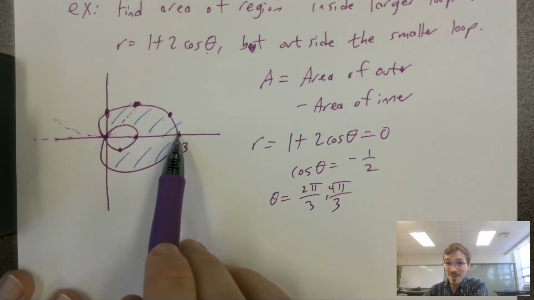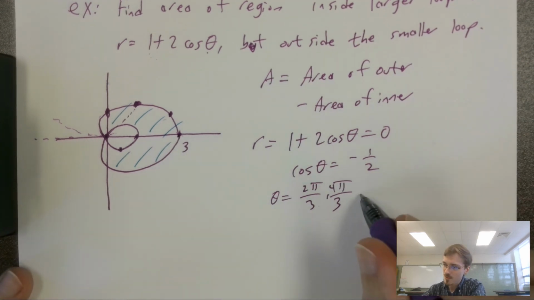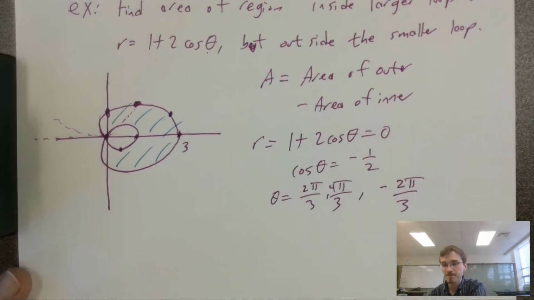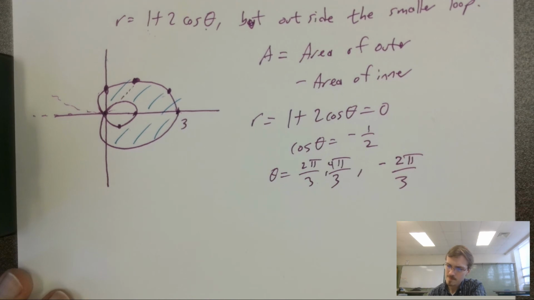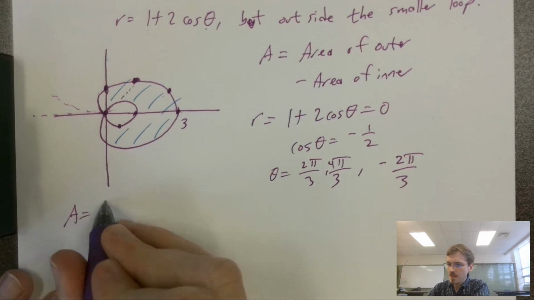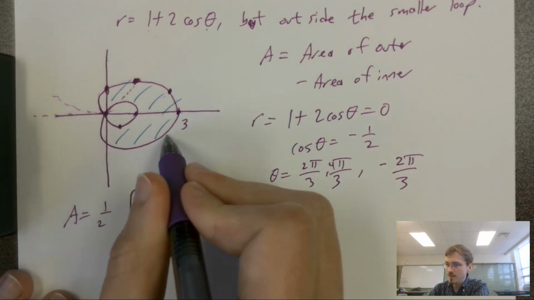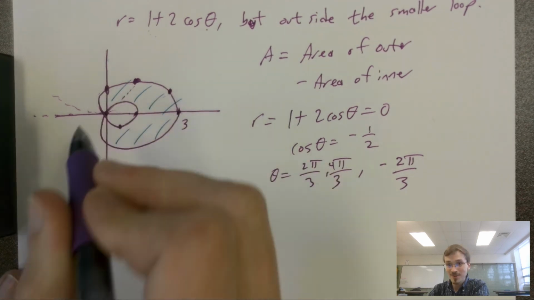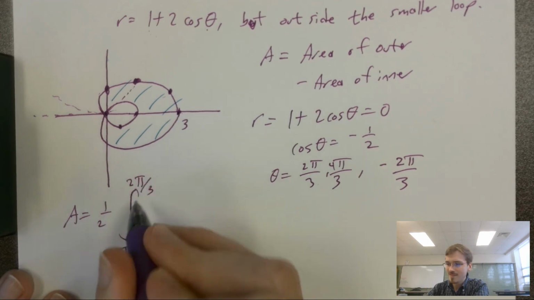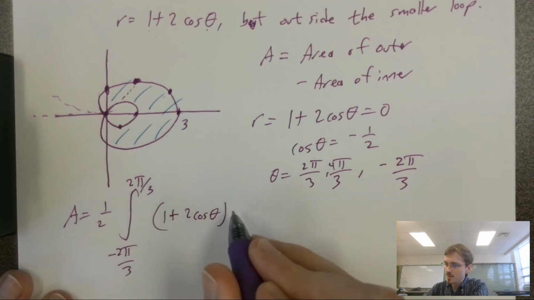We were on the outer loop at theta equals 0. So how do we actually define the outer loop? We need another point, don't we? What about -2 pi over 3? So what's the area of the outer region? It's 1/2 the integral from -2 pi over 3 to 2 pi over 3 of (1 plus 2 cosine theta) squared d theta.